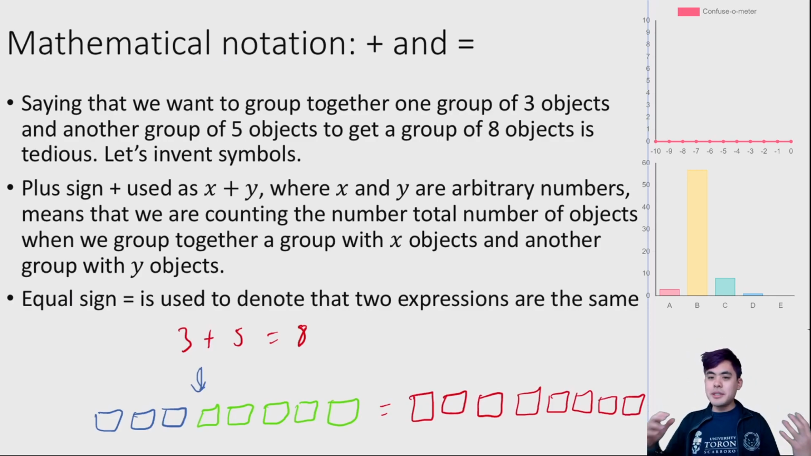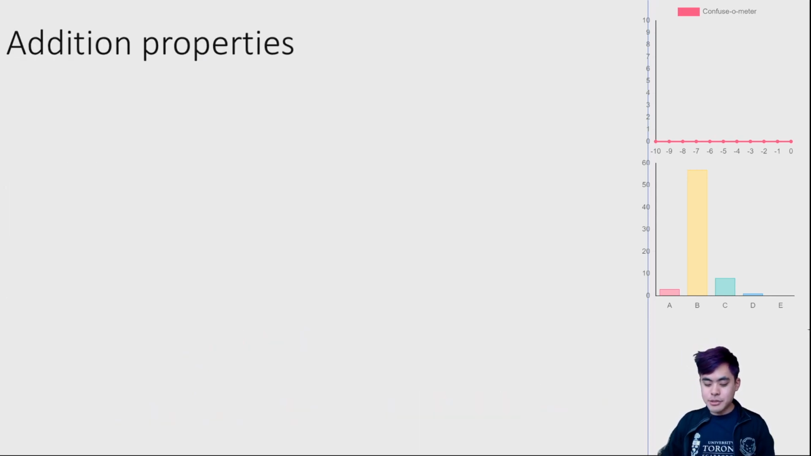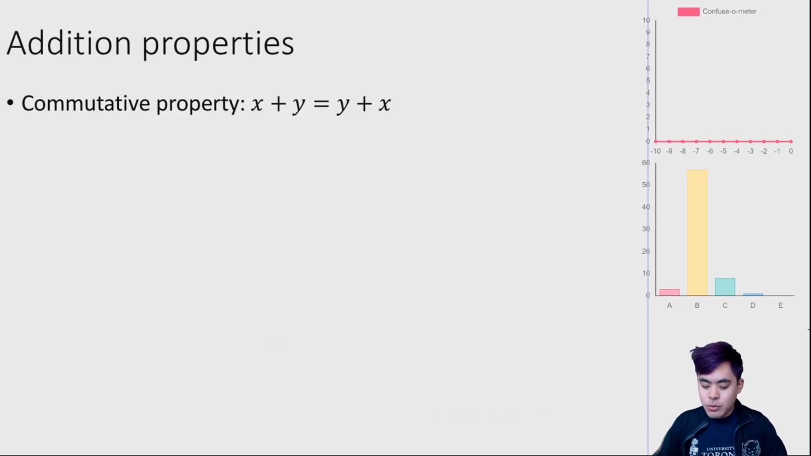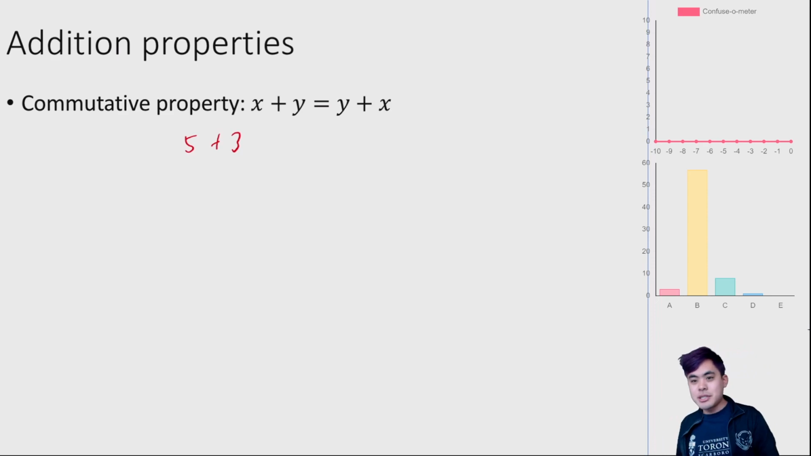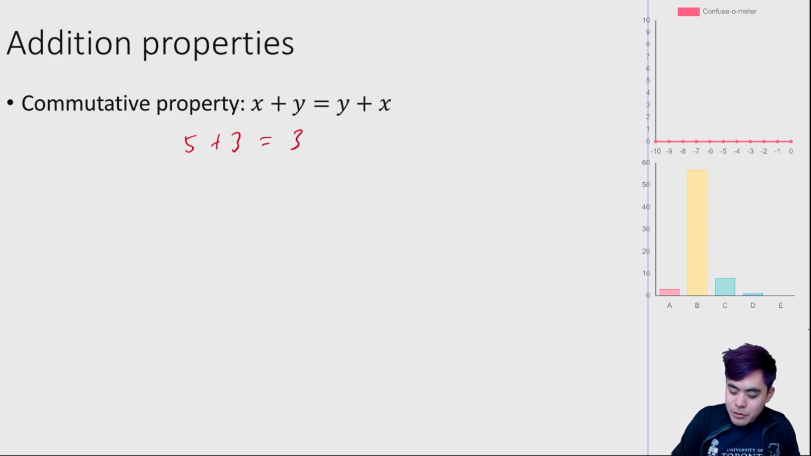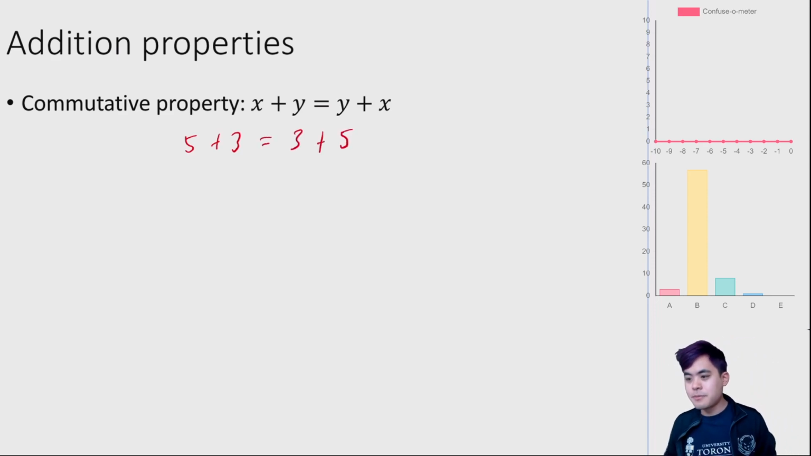And once we've invented this notation, you might ask yourself, we have this operation of grouping things together. What properties does that have? These are things that you've probably memorized back in school. So you have what the mathematicians call the commutative property. If you group together a group of 5 objects and a group of 3 objects, that's the same as grouping together a group of 3 objects and a group of 5 objects.